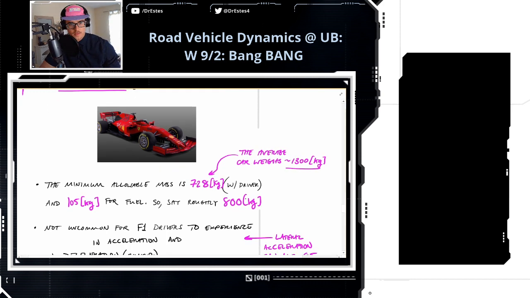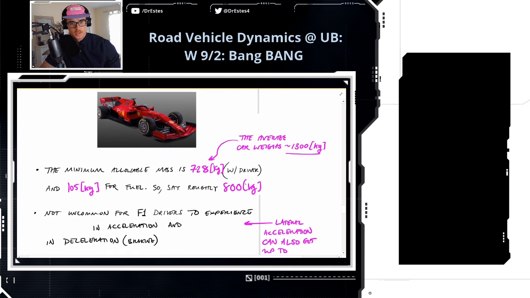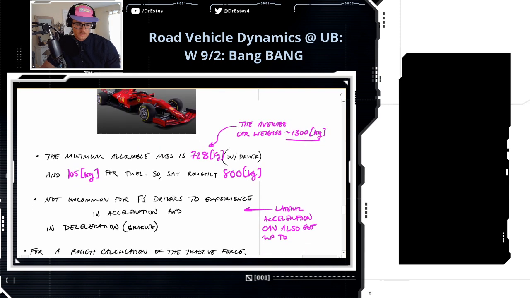So we have this property of minimizing mass. So let's talk about the acceleration really quick that you can experience in a formula car. So it's not uncommon for F1 drivers to experience 1.45 Gs in longitudinal acceleration. So that's like you're going down a straight, think of yourself at a stoplight, the light turns green, you put the pedal to the metal. 1.45 Gs. If you don't know what a G is, that's in units of gravitational acceleration. So 1 G would be 9.8 meters per second squared.